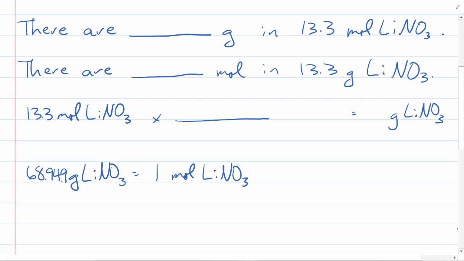But either way, you can go ahead and plug it in and calculate your answer. Really, the only rounding that matters is at the end. So we want to put this calculation in here. What do we put in the denominator? 1 mole. And in the top we put in 68.949 grams of the lithium nitrate.